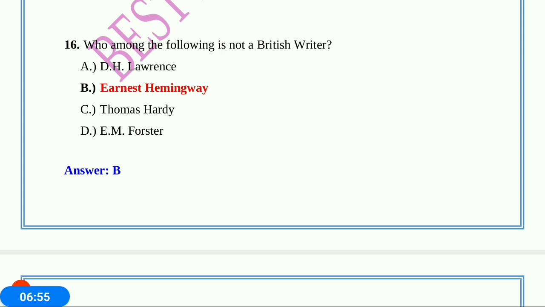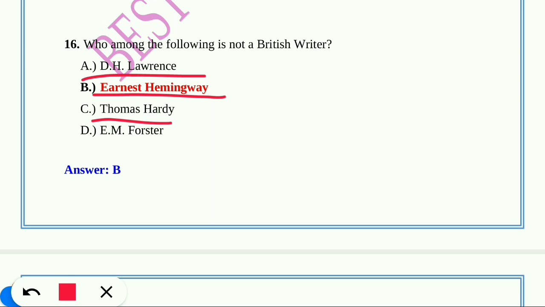Question number 16. Who among the following is not a British writer? D. H. Lawrence, Ernest Hemingway, Thomas Hardy, and E. M. Forster. Here the answer is Ernest Hemingway.